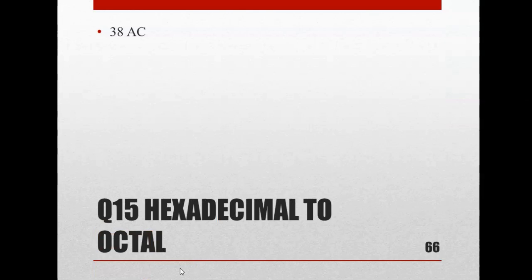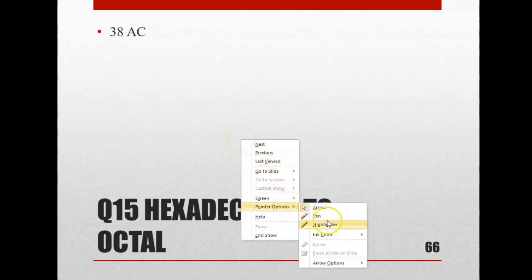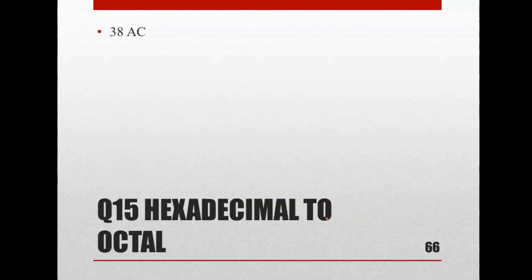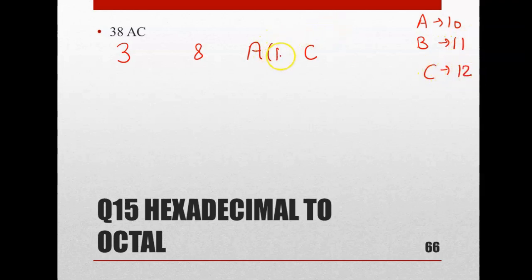Question number 15 asks you to convert a hexadecimal number to octal form. For hexadecimal to octal, first you need to convert the hexadecimal number to binary, and then we can convert it into octal. Let me write down the digits separately first: 3, A, 8, A and C. A represents 10, B is 11 and C is 12. I'm just writing in brackets that A is for 10 and C is for 12.